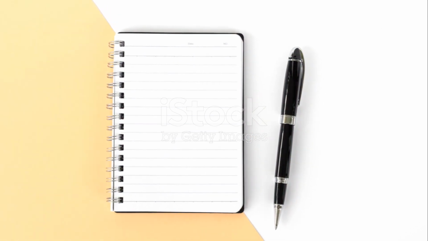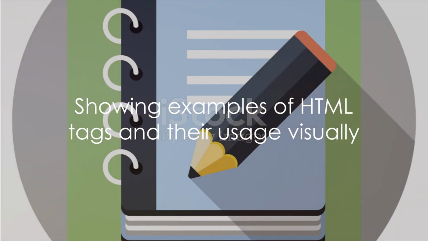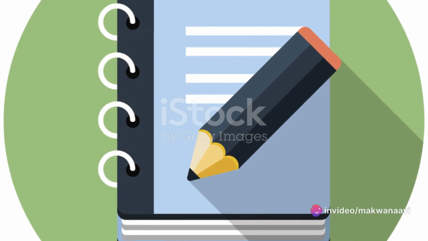HTML, or hypertext markup language, is the standard language for creating web pages. It's composed of a series of elements or tags that tell the web browser how to display the content. For example, to create a heading, you would use the h1 tag like this: <h1>Your heading here</h1>. Don't forget, all tags should be enclosed in angle brackets.